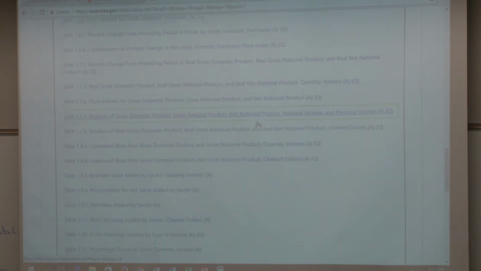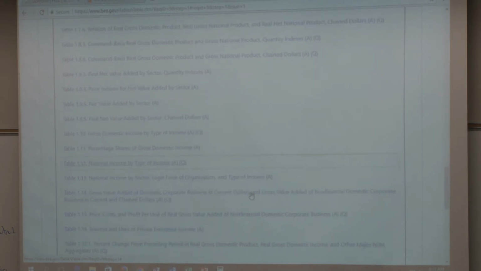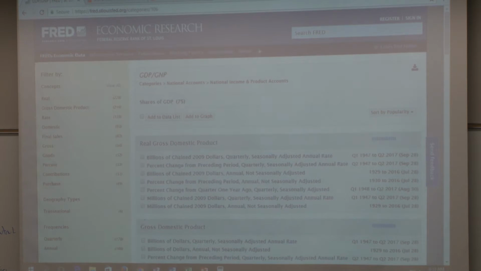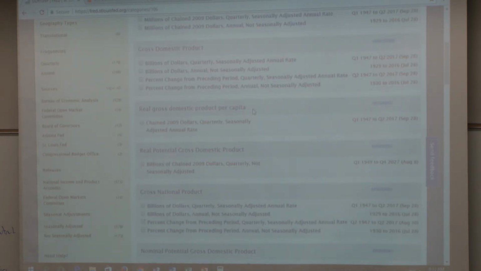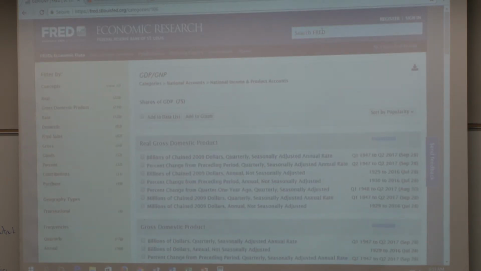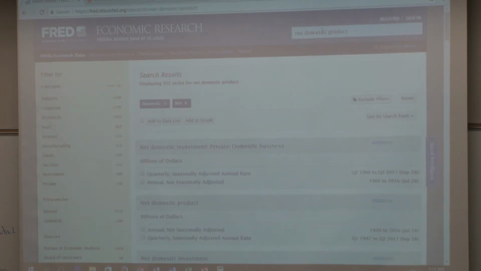Because these assets that we do purchase have a tendency to depreciate. I'm not finding it here. Let's go to the FRED data. Let's do net domestic product. Not what I wanted. This will work.